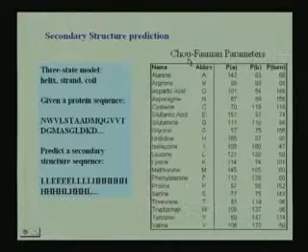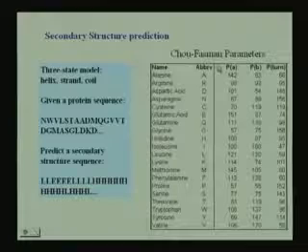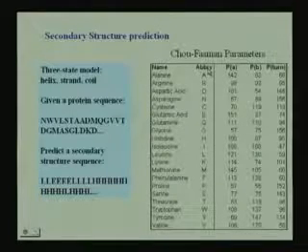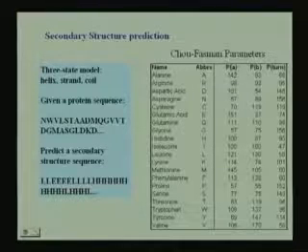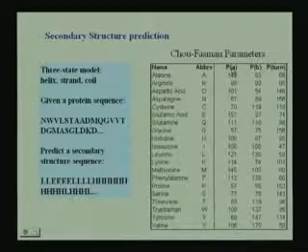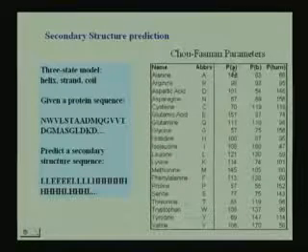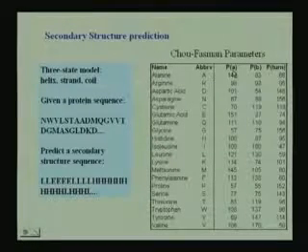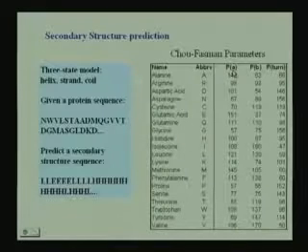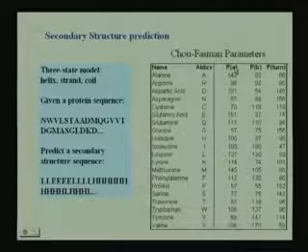These are called the Chou-Fasman parameters. What it tells you is the chance, or rather the propensity, this value is called a propensity, that you are going to have an alanine in an alpha helix. The larger the number, the larger the probability that that amino acid is going to be in that specific secondary structure.